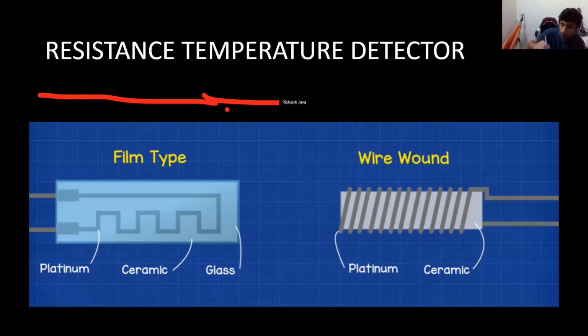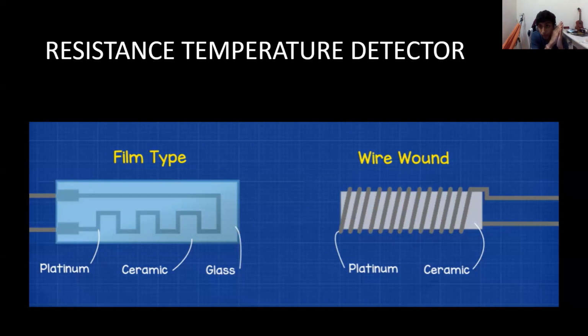One second, before I come to that, you all should know this. Every material, every conductor, its resistance changes with change in temperature. You understand that? So if I take a copper wire and I get a certain resistance value from the copper wire, which will be very low, as I heat it up, the resistance value will increase.